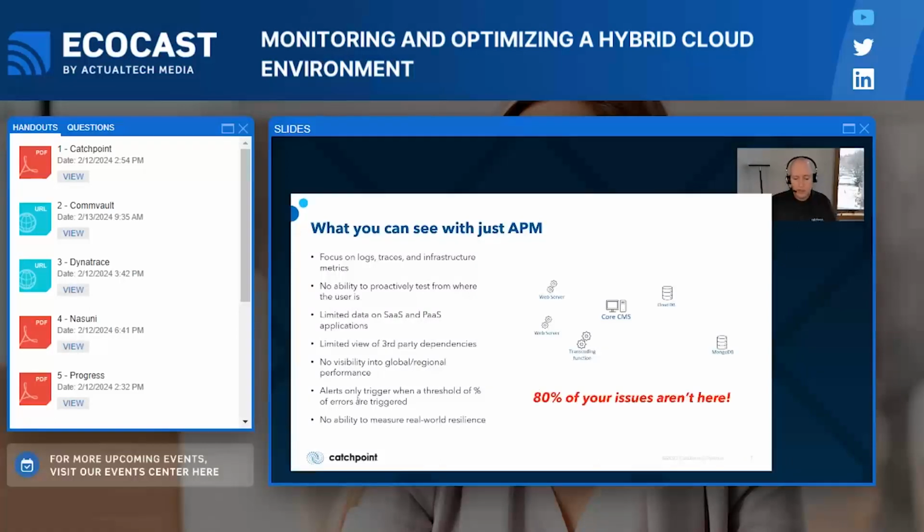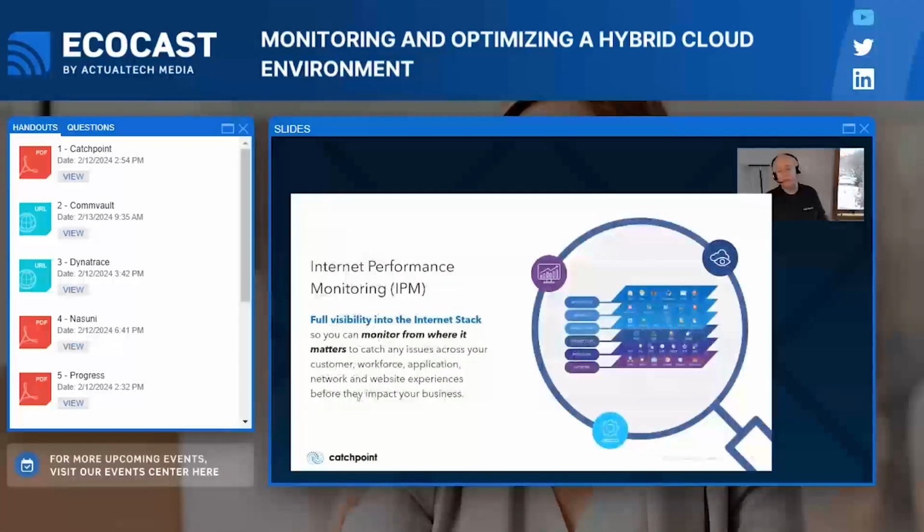80% of your issues are not happening in an area that is visible with APM. It's just that simple. That's not a hard number for sure, but most of your issues aren't happening here where you're visualizing it. You need some form of internet performance monitoring.